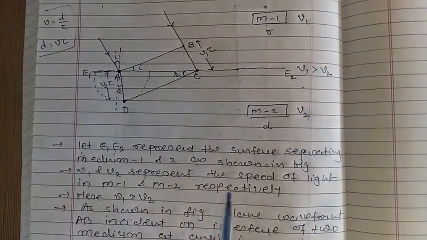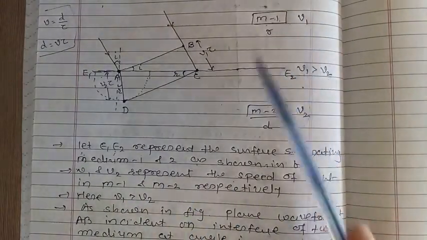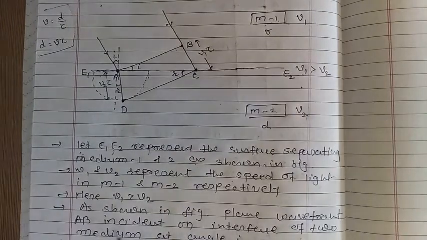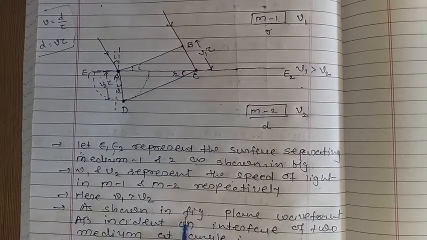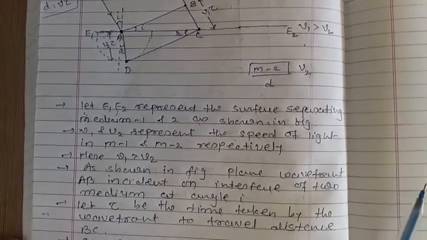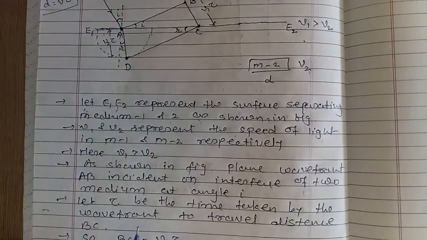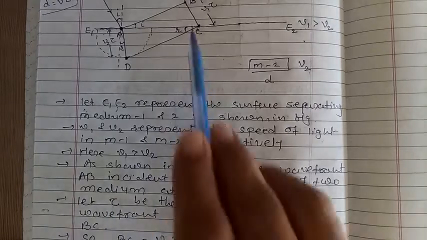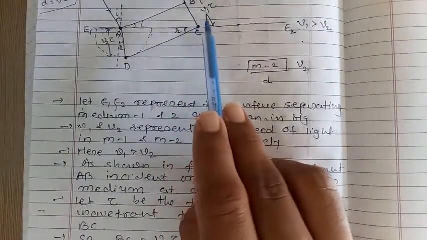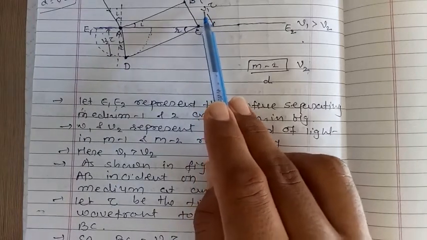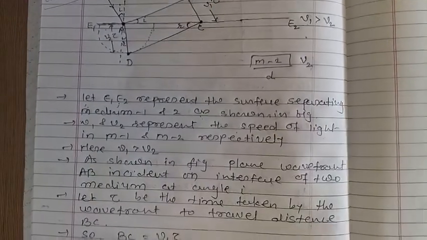V1 and V2 represent the speed of light in medium 1 and medium 2 respectively, right? And here we consider V1 greater than V2. Now, as shown in the figure, plane wavefront AB is incident on the surface of the two media at angle I. You can see that. Now, let tau be the time taken by the wavefront to travel the distance BC, right? So the distance is velocity into time.